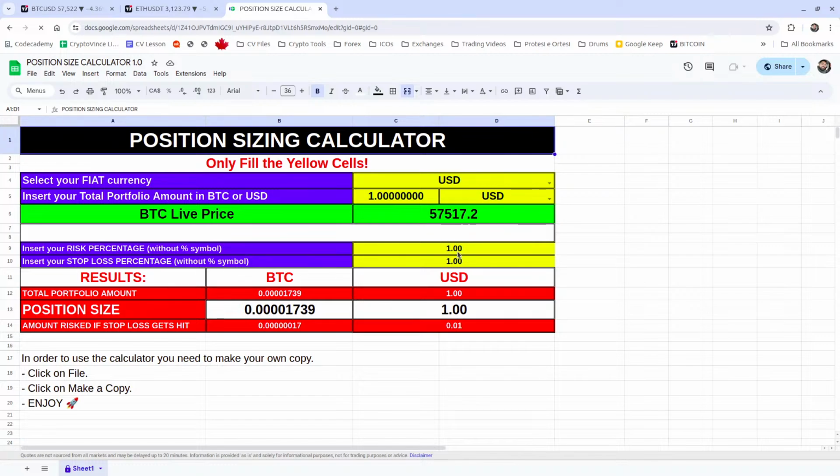This is an easy calculator to use. I mean, you just need to put how much you want to risk, 1%. Let's do an example here. Insert your total portfolio amount in BTC or USD. Let's say $10,000, okay? In USD.